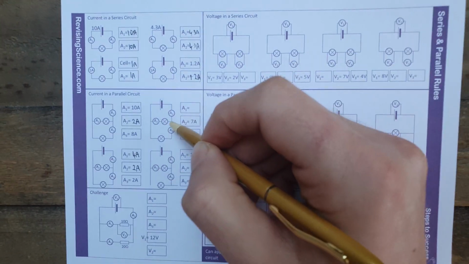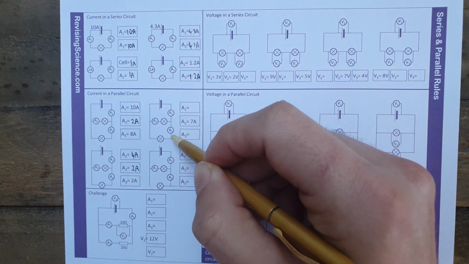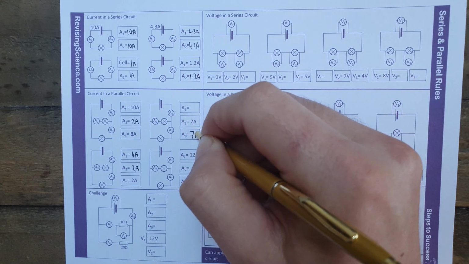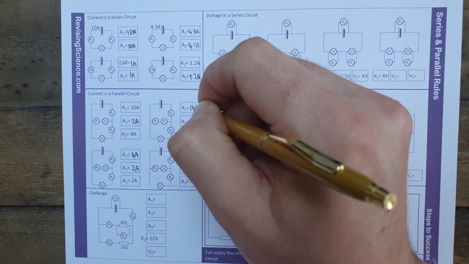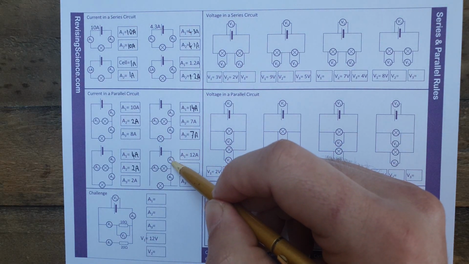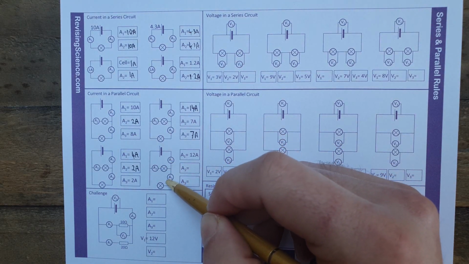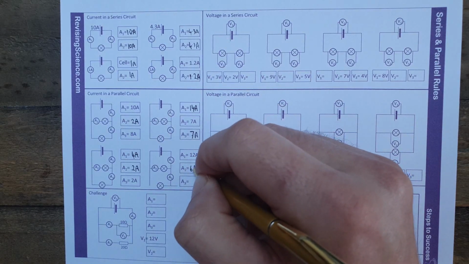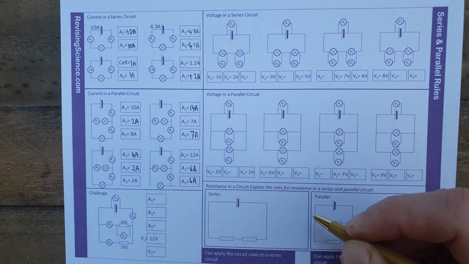Again, in this circuit, we've got 7 amps coming in here. We're going to assume that A3 is the same, 7 amps, which gives us 14 amps going through the top. Here we've got A1 is 12 amps, and again, we're going to assume that there's an equal split, so we've got 6 amps and 6 amps.